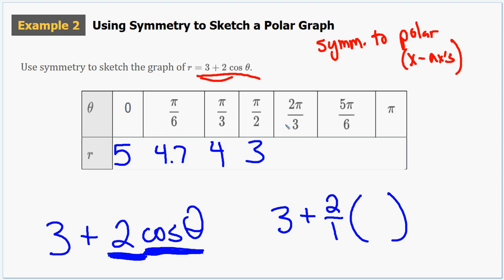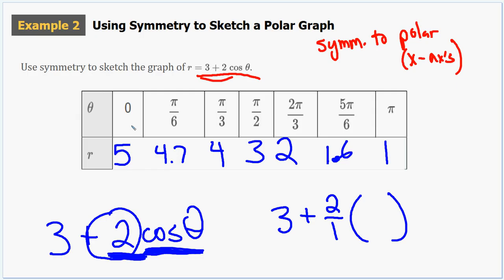At 2 pi over 3, the cos is negative a half. Oops, I didn't plug in the 2 there. So this becomes 3 minus 1, which is 2. At 5 pi over 6, the cos value is negative root 3 over 2, so this becomes 3 minus root 3, or about 1.3. If I plug in pi, cos of pi is negative 1, so negative 1 times this 2 is negative 2. 3 minus 2 is 1. Okay, we've got some points in here from 0 to pi.